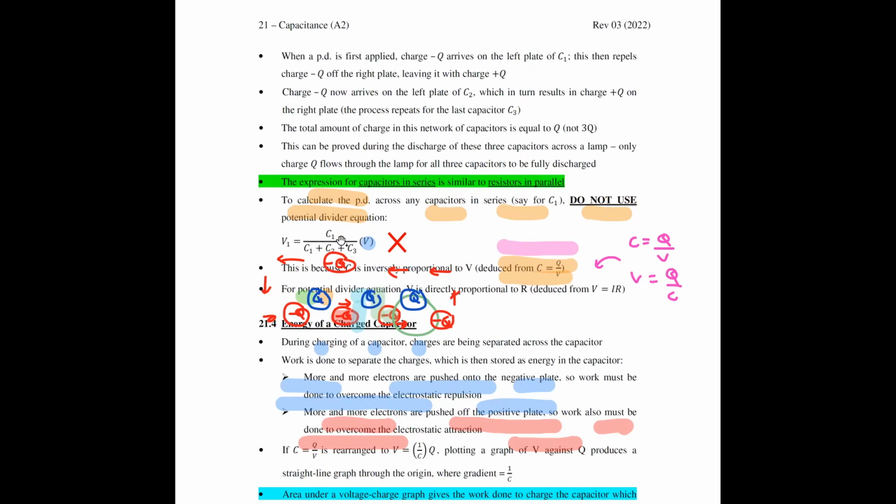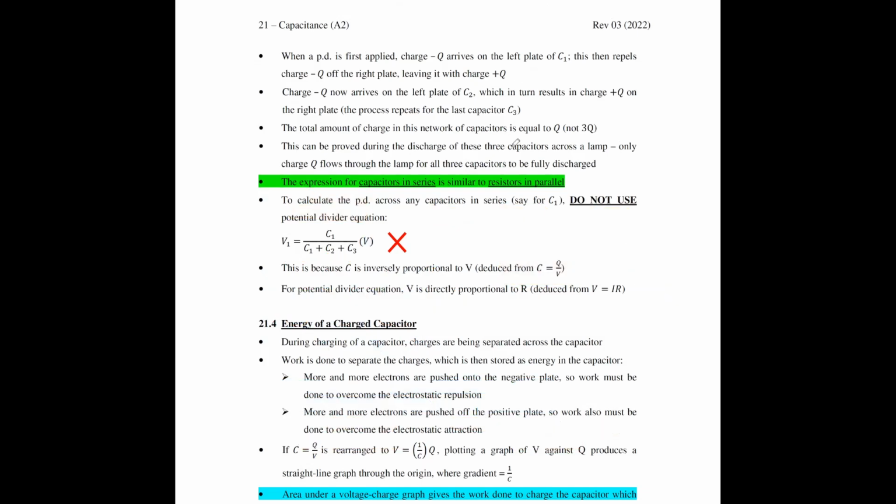So if you want to really prove that it's just Q, what you could do is just connect those three capacitors in series across a lamp, and then you trace the charge that comes out of it. You will notice that only a charge Q flows through the lamp. So what we mean is you consider something like this. If this one is connected to a lamp, and then you say that this one is negative Q, positive Q, negative Q, positive Q. But this one is too small. Let me just try and draw it bigger for you. Like this, like this, like this, and like this.